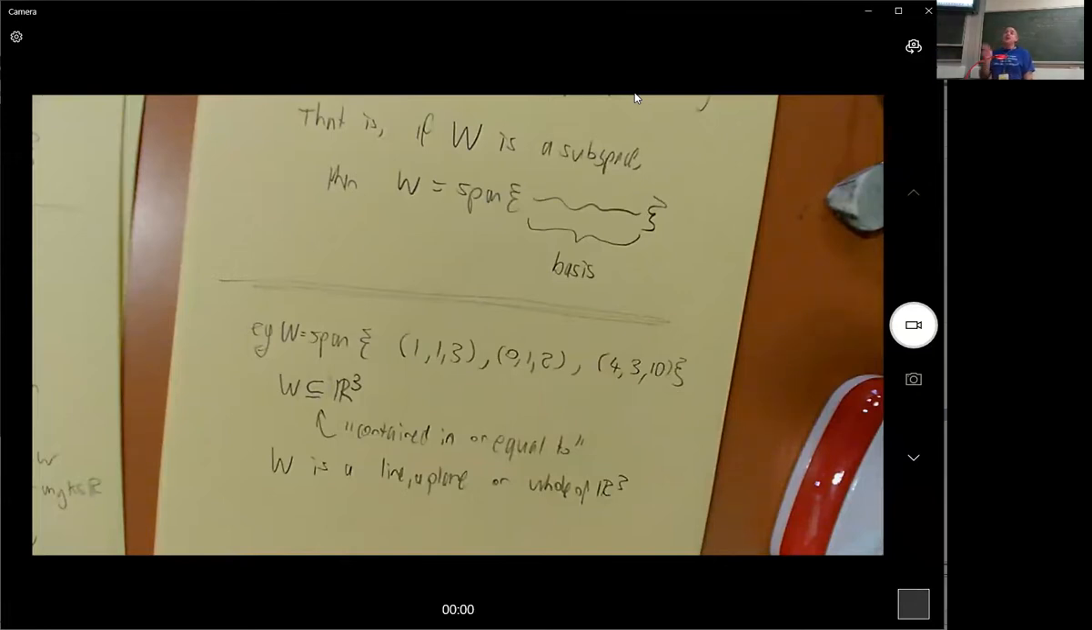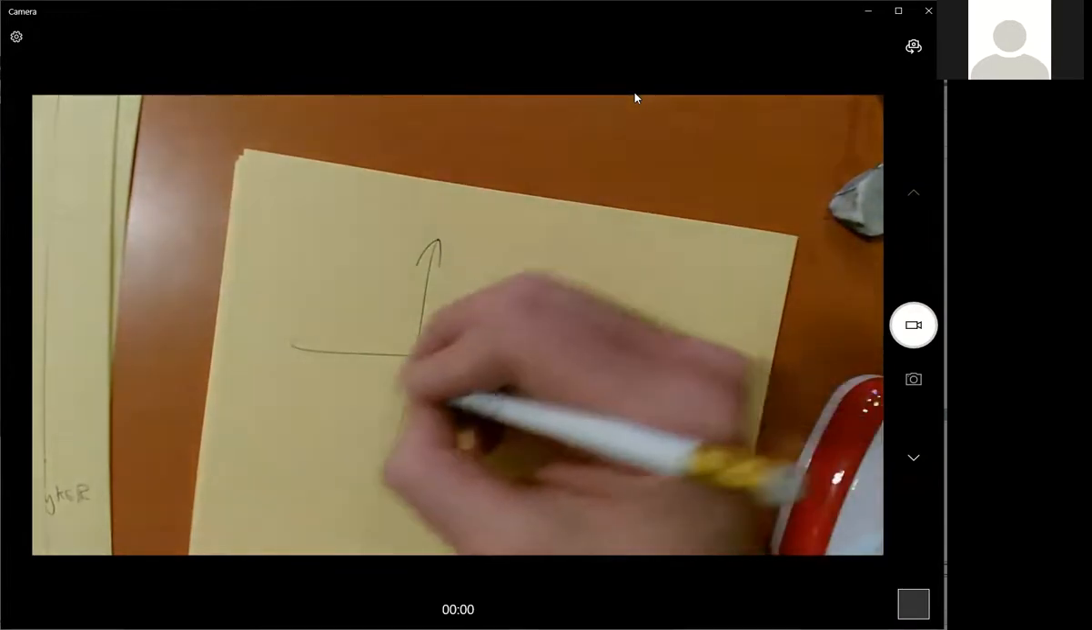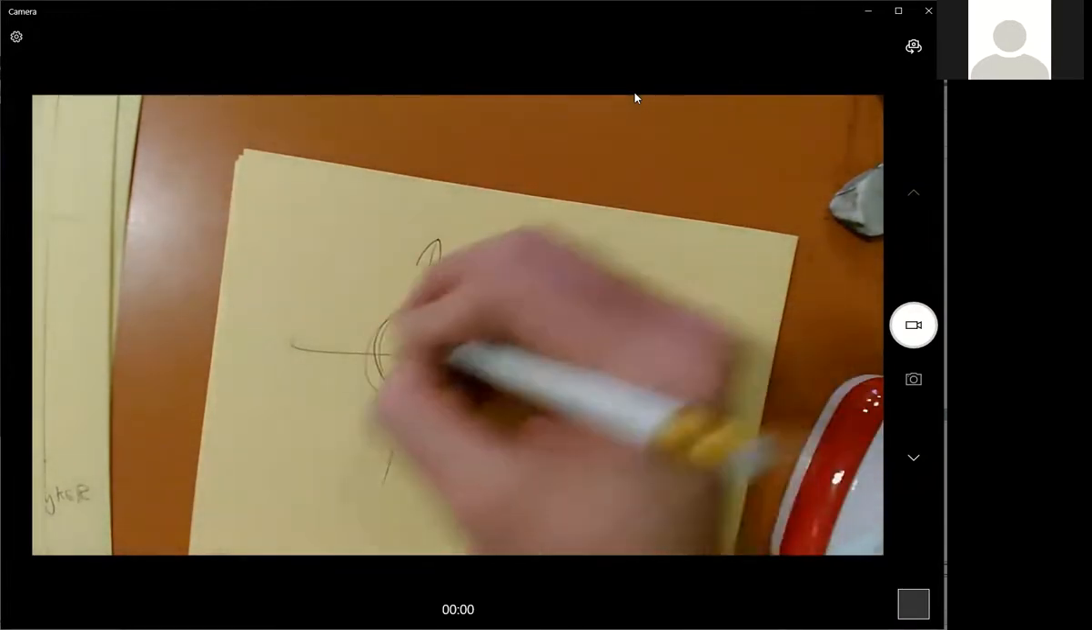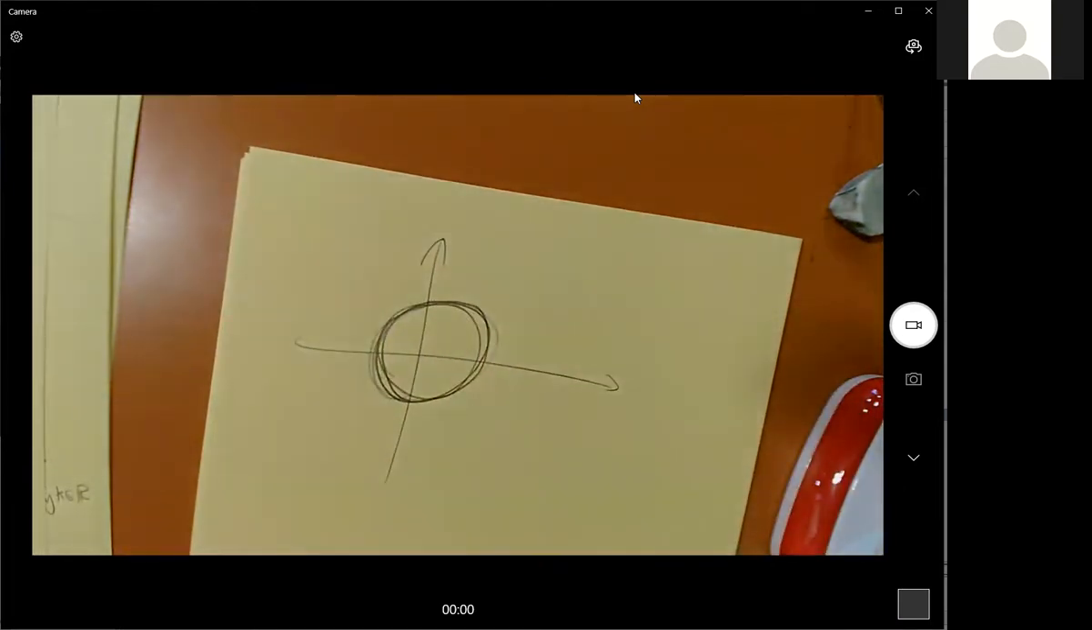The span of things can't be a circle. Because the span of things, I'll show you something. This is a very important question, so I'm just going to pause and talk about it. If I was in, say, R2, and I drew a circle, right? It's a bad circle, but that's my circle. If this was a span, right?